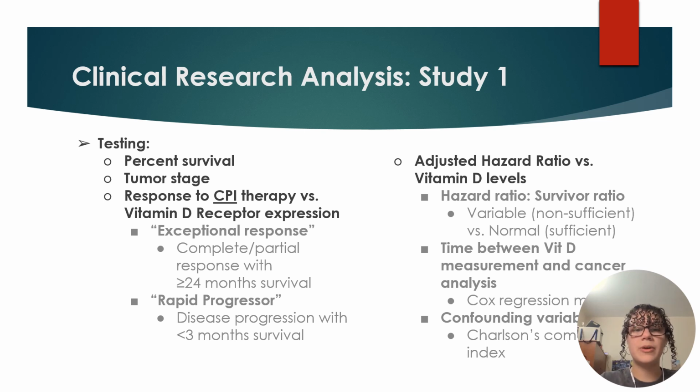They measured exceptional response as survival past 2 years and rapid progression as less than 3 months survival. They also looked at the adjusted hazard ratio, which personally I did not understand at the very beginning, so I looked into it, and it's the ratio between variable and normal survivors, which in this case, variable is outside of sufficient vitamin D levels and normal is sufficient vitamin D levels. The time between vitamin D measurement and cancer analysis was accounted for by the Cox regression model, and confounding variables were analyzed with the Charlson comorbidity index.